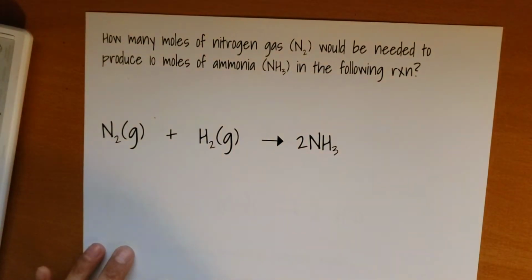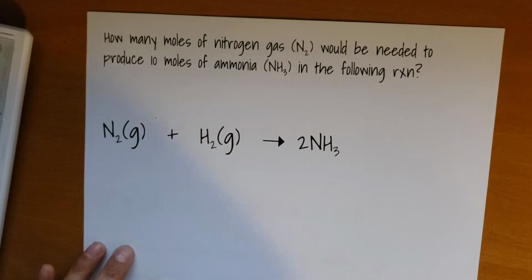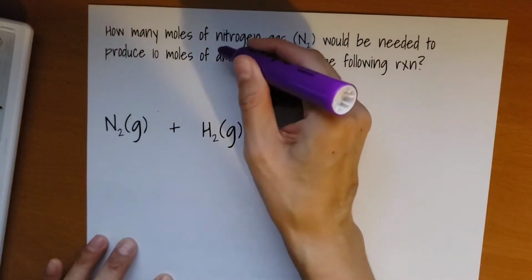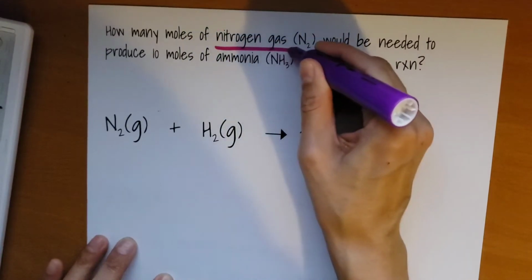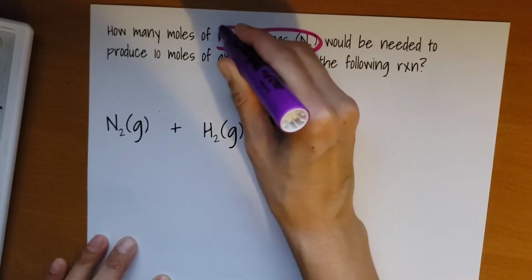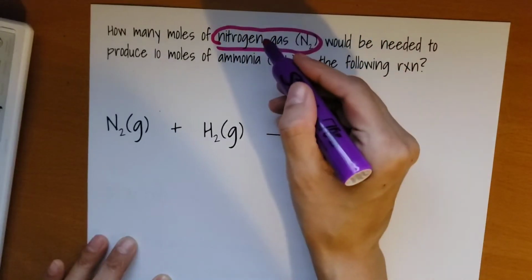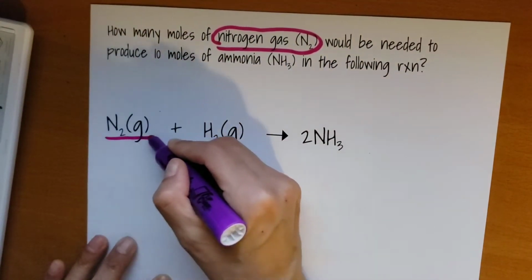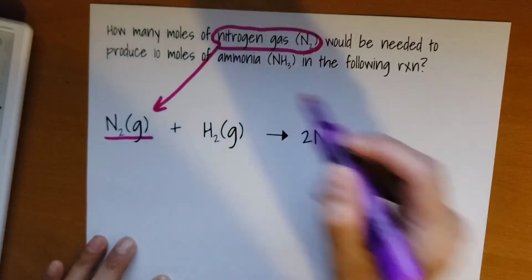So let's work through this example. In this question, we are asked, how many moles of nitrogen gas? So I'm going to circle nitrogen gas in the problem, and I'm going to look for the nitrogen gas in the question, which I see is here. I'm just going to underline it. So see how this matches?